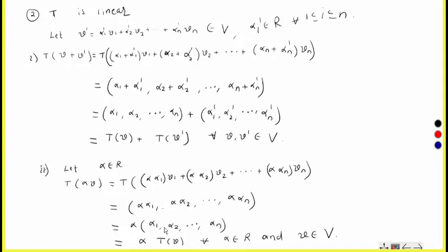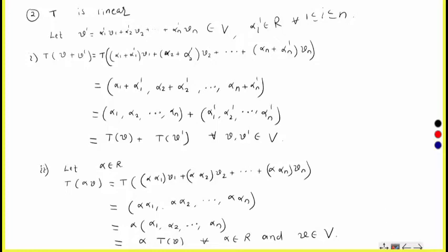This is equal to alpha into T of phi, because this ordered n tuple alpha 1, alpha 2, alpha n is T of phi. So T of alpha phi is equal to alpha into T of phi for all alpha belongs to R and phi belongs to V. Therefore T is a linear transformation. Next we have to show that T is an isomorphism.